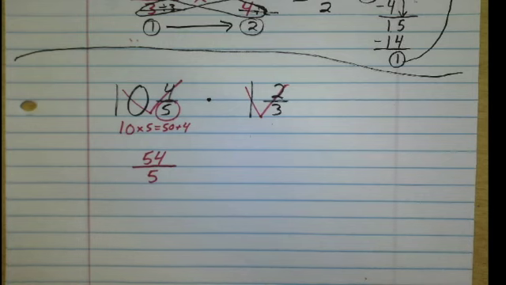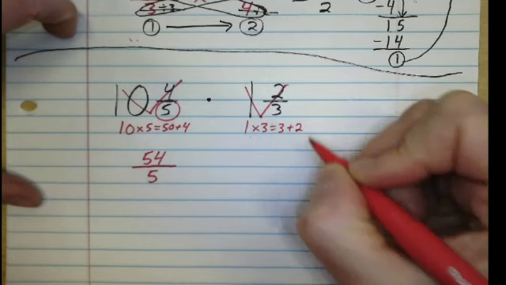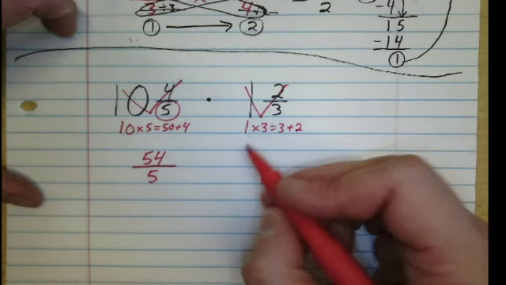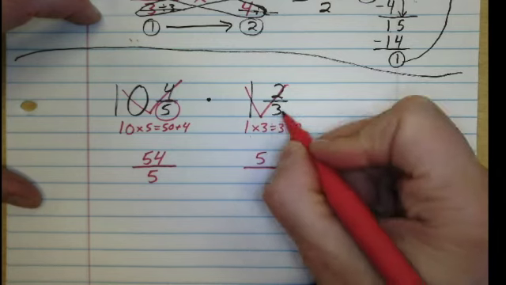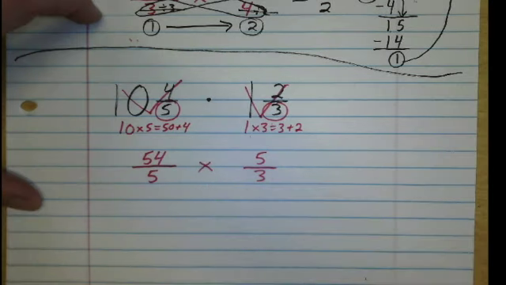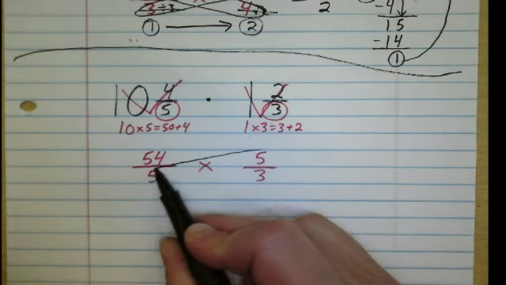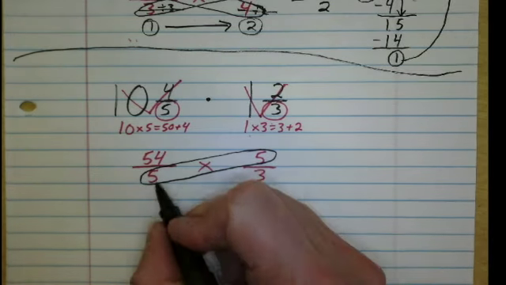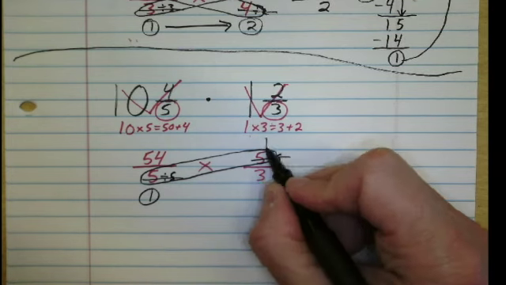So when I did the first one, I got 54 over 5. And the second one, I got 5 over 3. And you're still multiplying. If you want to use the dot, you can, or you can put the multiplication sign. Now you're ready to simplify and multiply. I can see both of these 5s could be simplified down. We can actually make them both 1s.